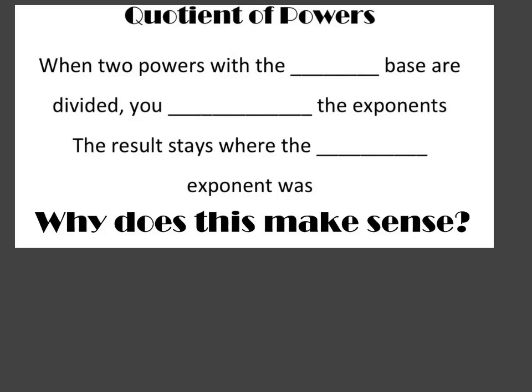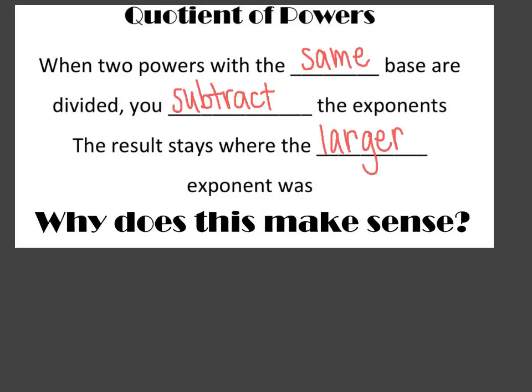There are two exponent properties that you will use all of the time. This is one of those. It is called the Quotient of Powers rule. And here is what it tells me. When two powers with the same base are divided, you subtract the exponents. The result stays where the larger exponent was.